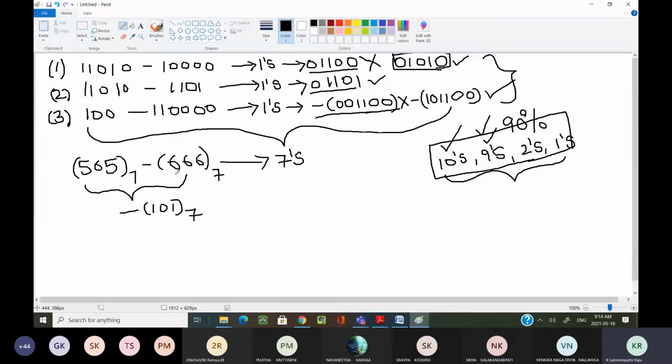Has everyone done this problem? Are you completed this problem? Is this the right answer? Yes, sir. Okay, this is the right answer.